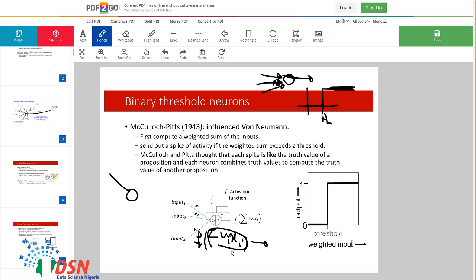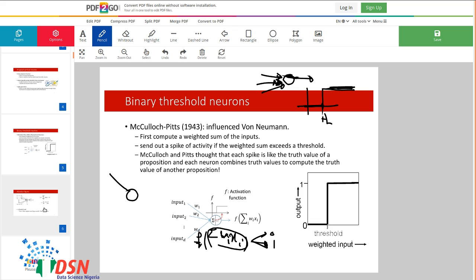We just calculate the overall input of the neuron, and then we check whether it is below a threshold or above a threshold to give 0 or 1. Okay, this is called the McCulloch-Pitts neural network.